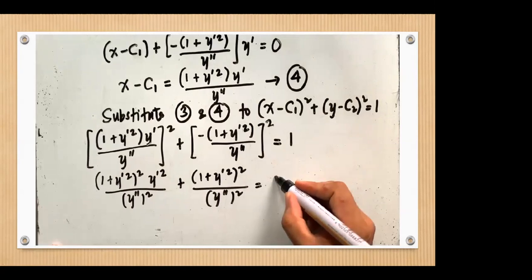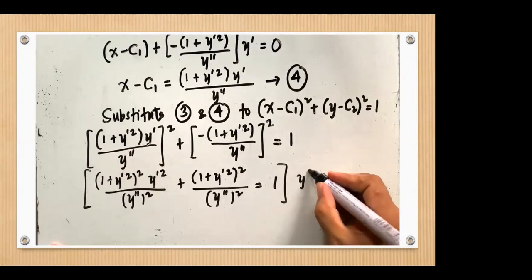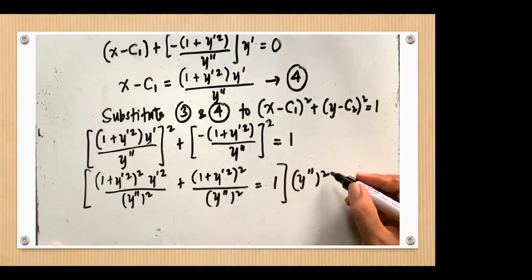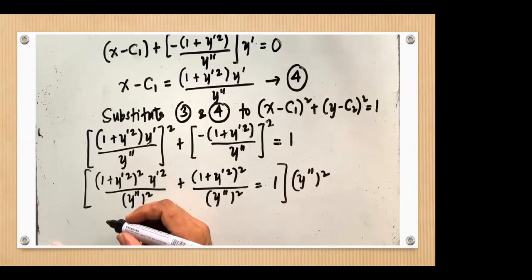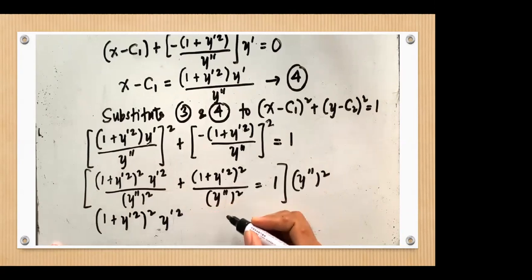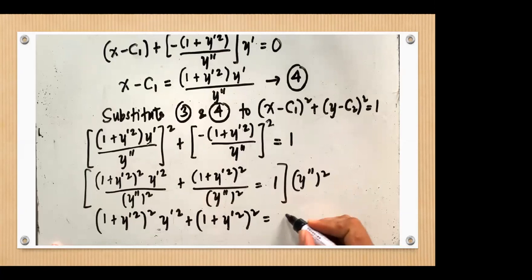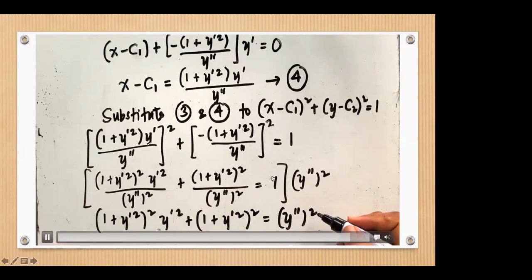Okay, equal to 1. Now, the same denominator ng dalawang terms natin, so you can multiply both sides by y double prime squared. Then we have 1 and 1 plus y prime squared raised to positive 2 times y prime squared. Tanggal na yung denominator, di ba? Since we are to multiply this one by this factor. Second term, we have 1 plus y prime squared raised to 2 equals y double prime raised to 2. Okay, so ayan na tayo. We are about to realize the final answer.